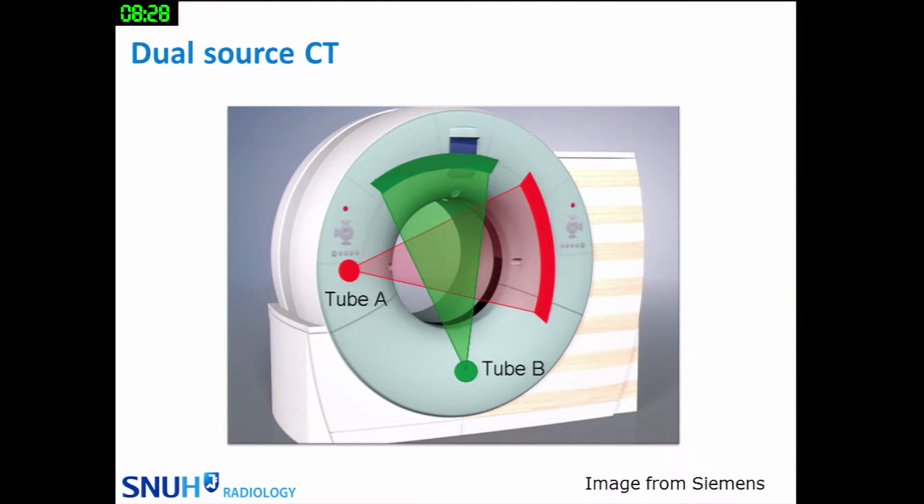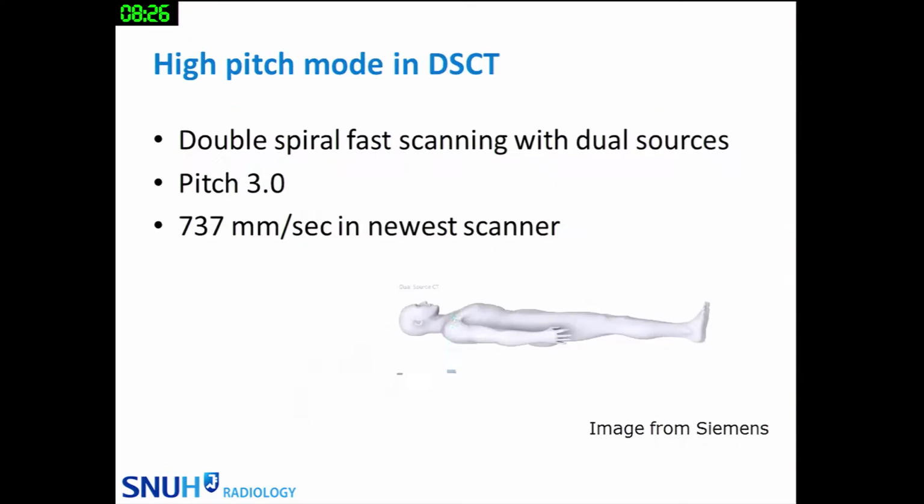Now we have very nice machines. One of them is a dual source CT. With dual source CT, we can do very high pitch, fast CT scanning. It covers 737 millimeters, maybe more than an adult thorax, in a second. So it's faster than our breathing.